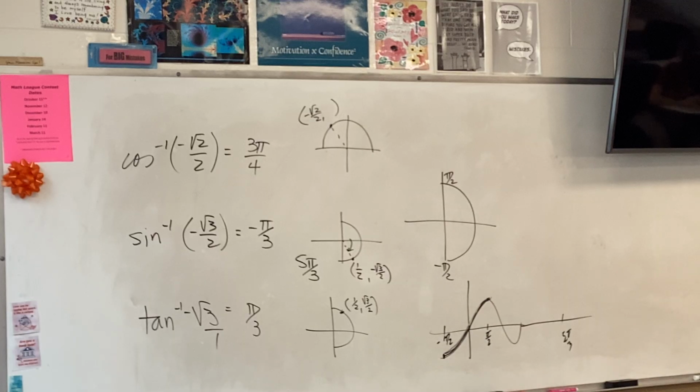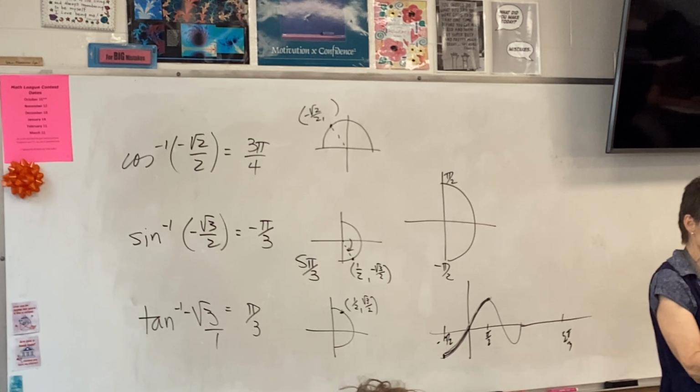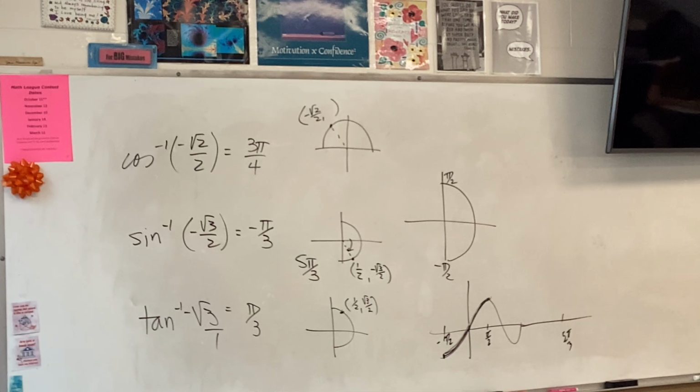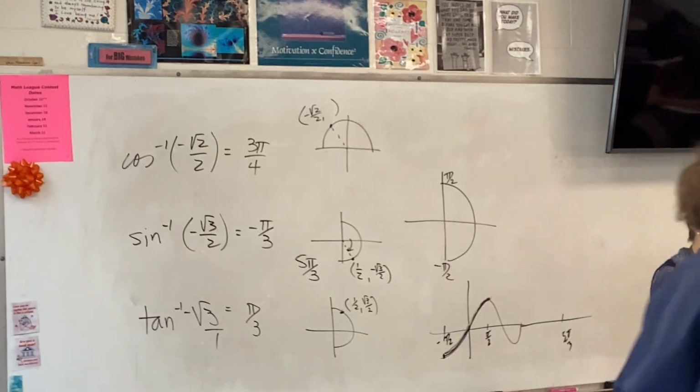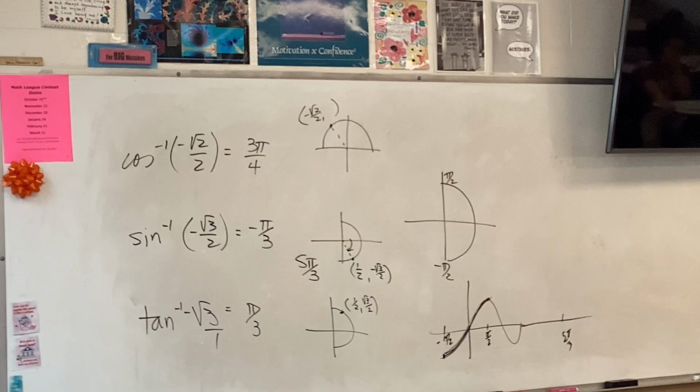So what point does A refer to? P. All right, now what about B? Now you're only allowed to look at the right side of the circle, which means your answer is either going to be P or S. Which one is it? S, because the y is negative.